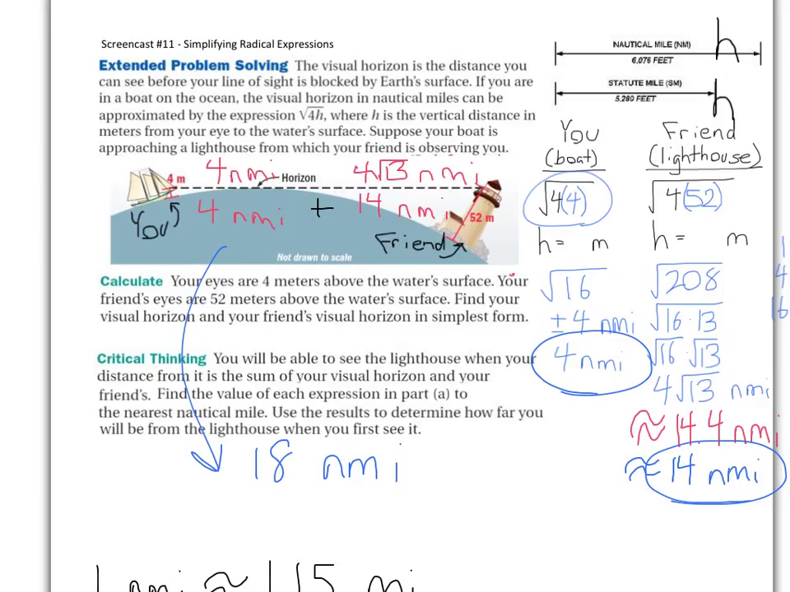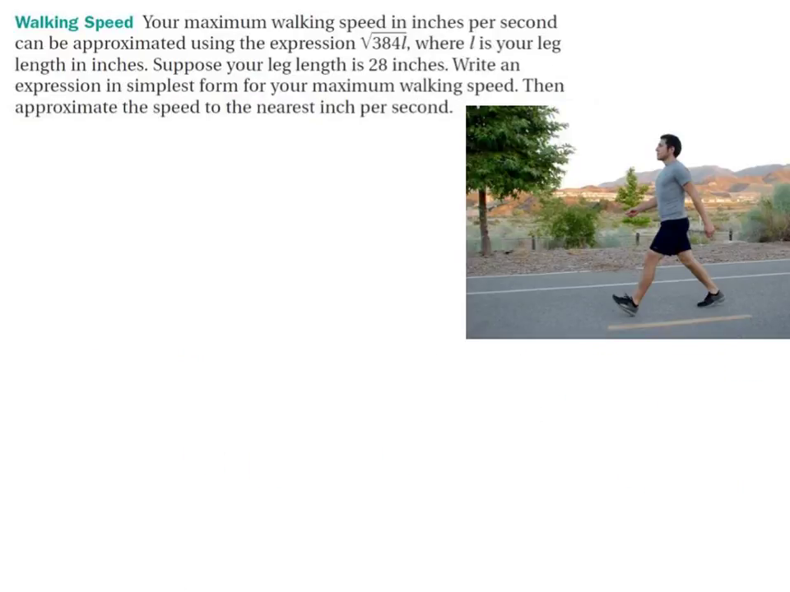Now, here comes your problem, okay? It's not as involved, but it does involve a formula that requires square roots. Here it is. You are talking about now walking speed. Your maximum walking speed in inches per second can be approximated using the expression the square root of 384 L. That's an L, not a 1, where L is your leg length in inches. Suppose your leg length is 28 inches. In other words, your leg is 28 inches long.